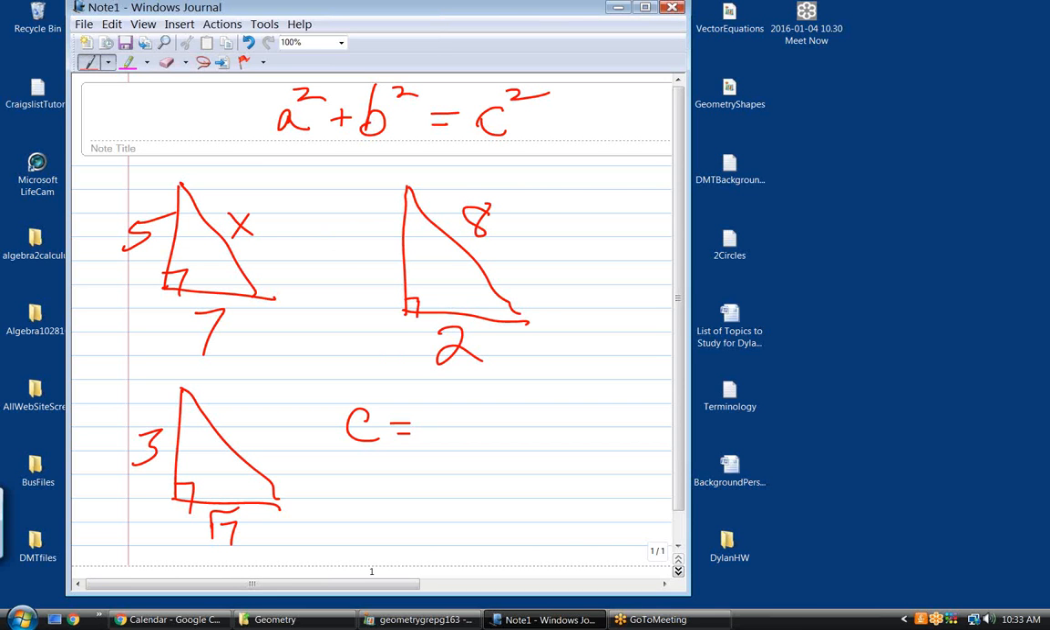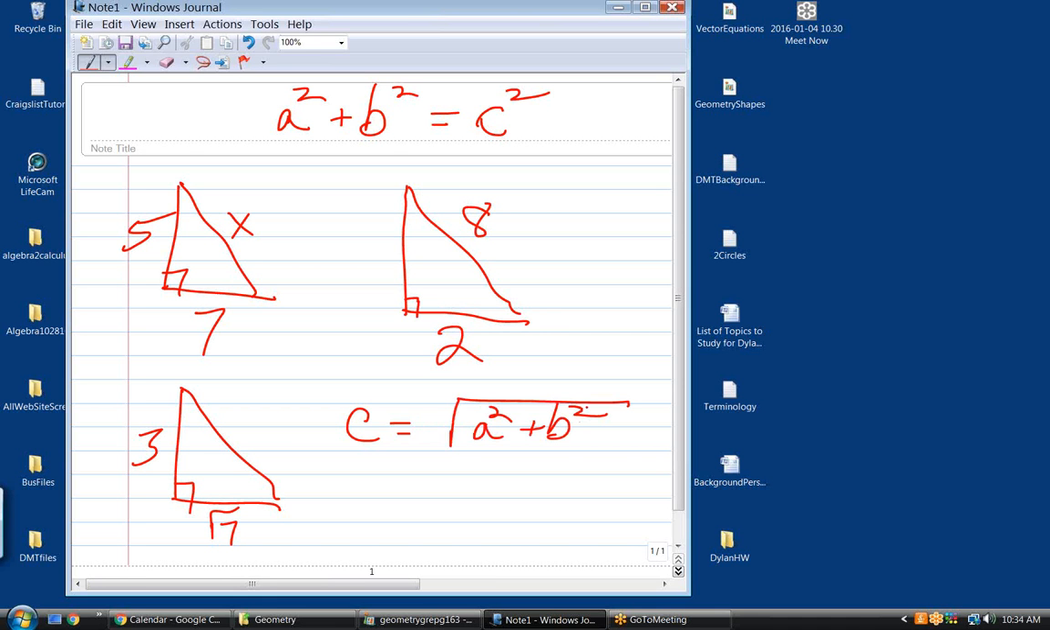What would solve for c? You could find the square root of c. In other words, what is this 2 doing? It's squaring c. So we want to do the opposite. Take the square root.